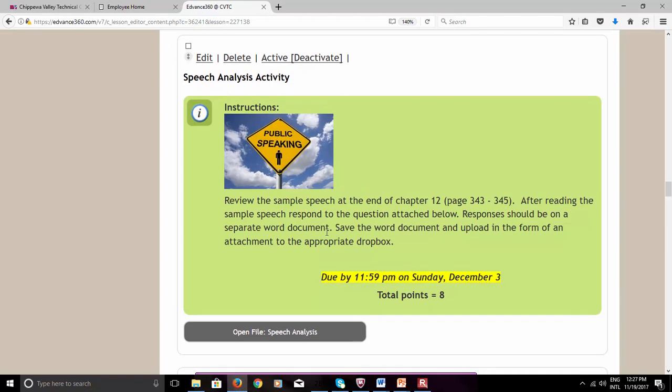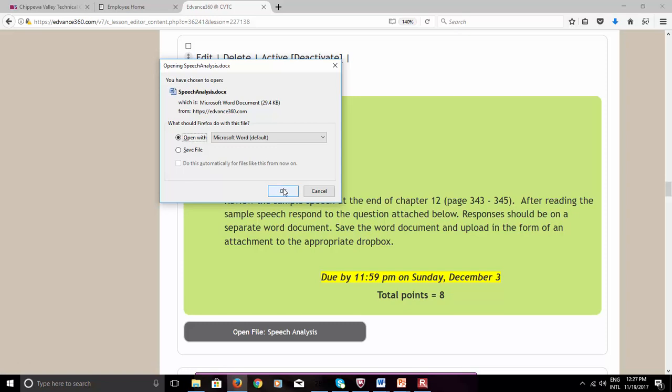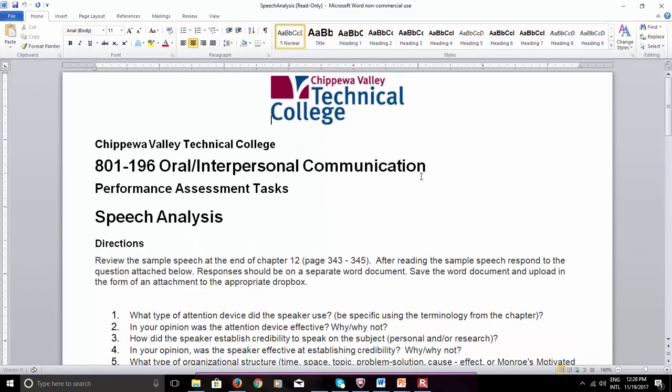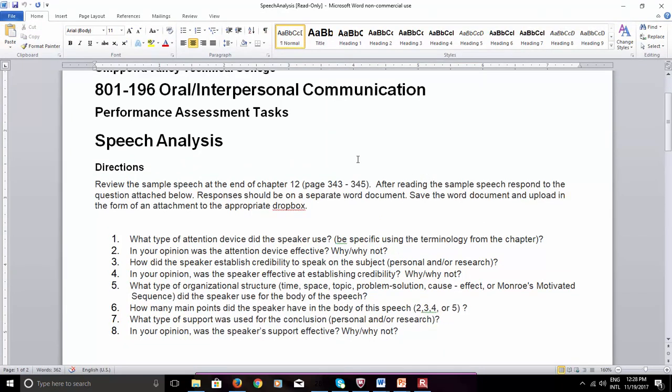Next, you will be analyzing a speech in your textbook at the end of chapter 12. If we click on the guidelines for the assignment, this is the actual guidelines. So again, whenever you have something like this, you are required, as it states, to respond to the questions on a separate Word document. Please avoid plugging them into the guidelines, as this is really confusing for me to decipher what information was the guideline I gave you and what information is coming from you in response to the question you're answering.